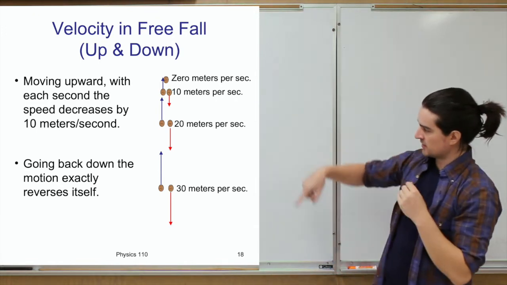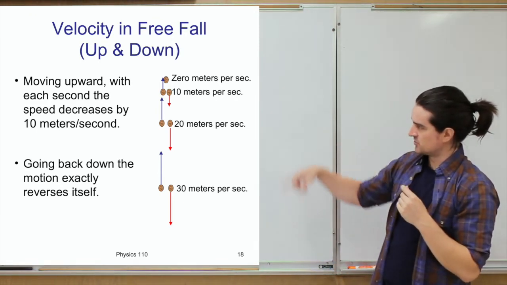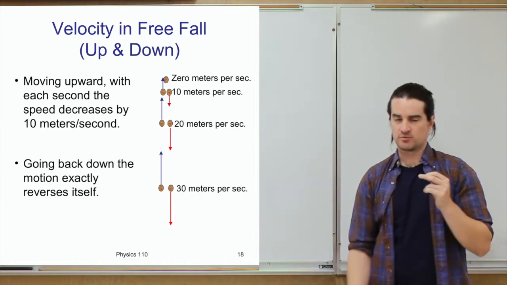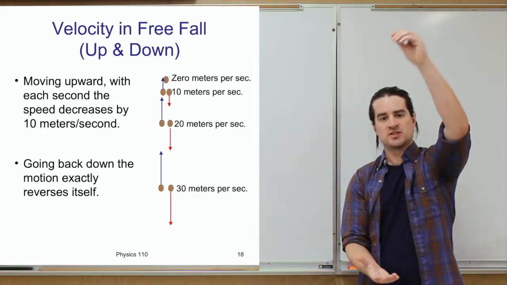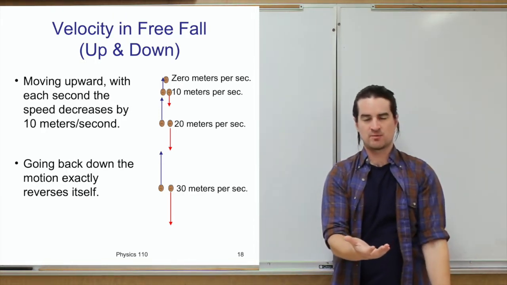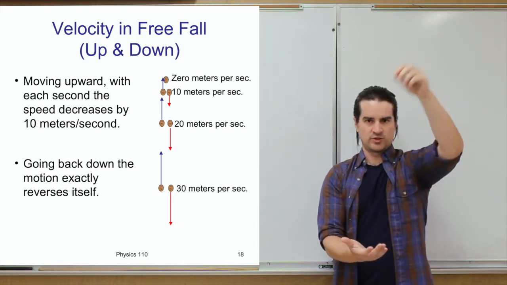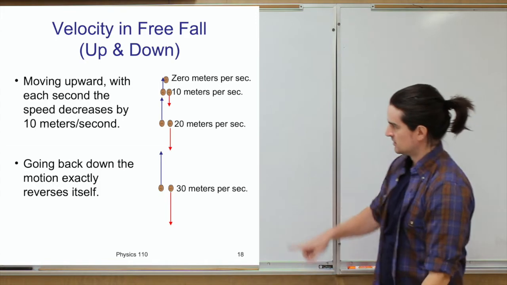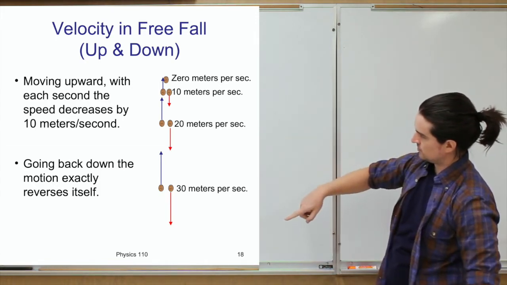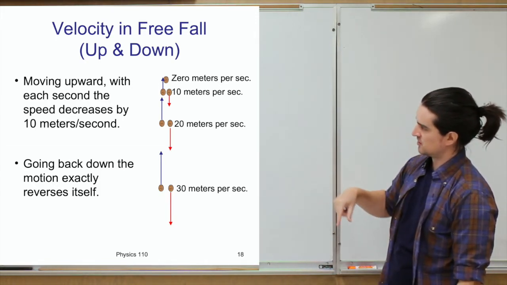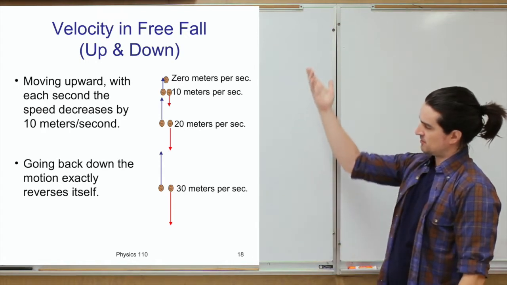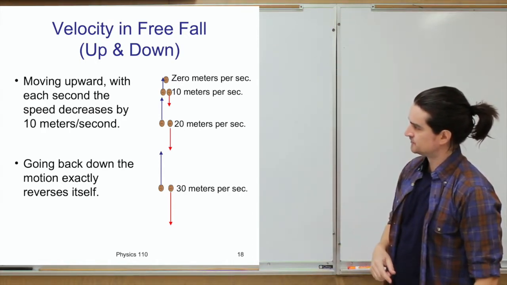So this motion actually is sort of a mirror image. It's symmetric. When you toss the object up, it decelerates, and then it accelerates in the exact same way, but sort of in reverse, I guess, on the way down. So you get this same sort of picture when you toss the object up as when it falls back down.